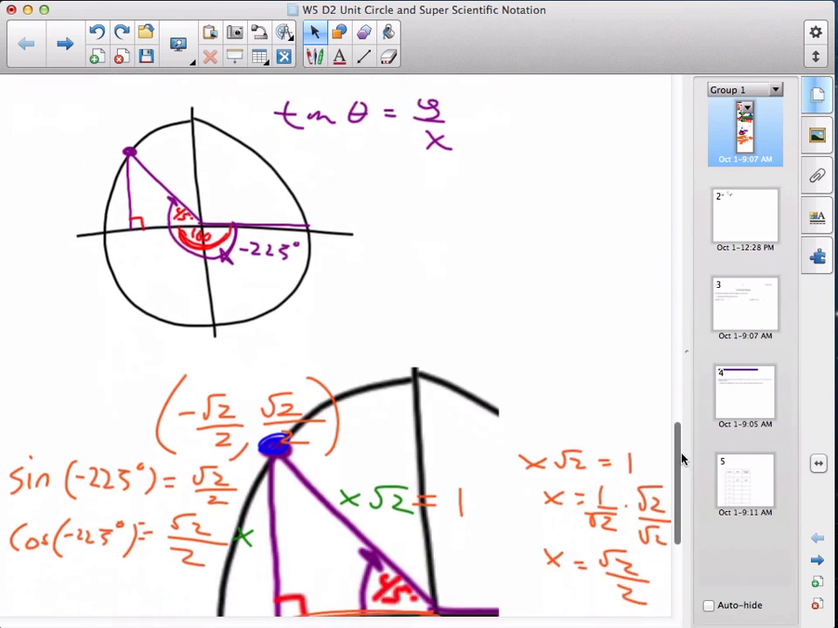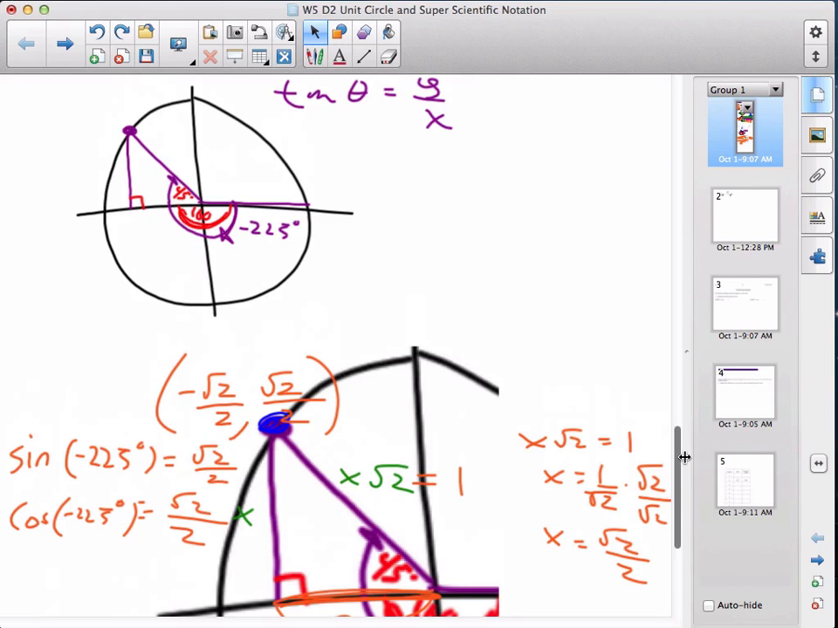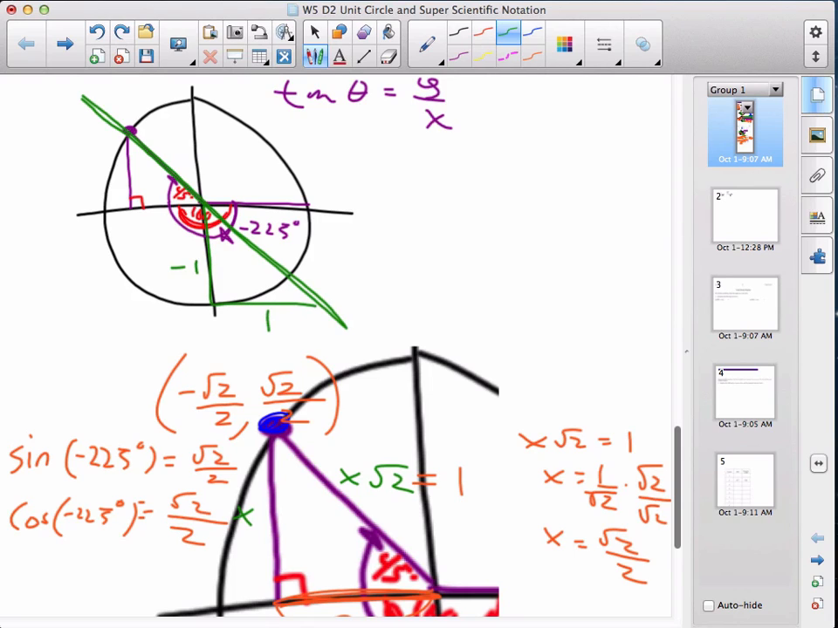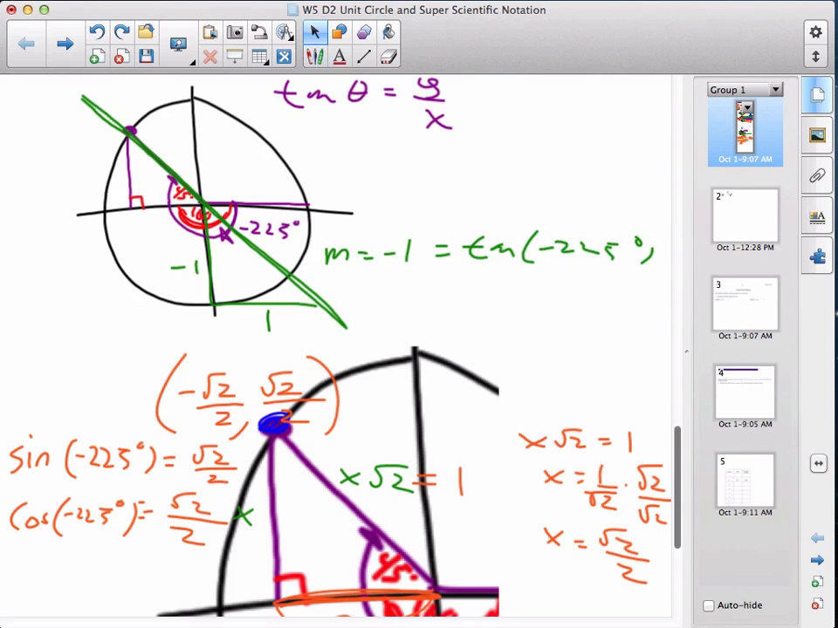What's another definition for tangent if we think back in time? Remember, tangents came from slope angles, so tangent is very similar to what concept? Rise over run. Yeah, Carlo, exactly. The tangent is literally the slope, the rise over run. Doesn't it seem that the slope of this line would be negative 1? If you went like this, it'd be down 1 over 1. Slope equals negative 1, which is equal to the tangent of negative 225. Cool. Okay, questions?